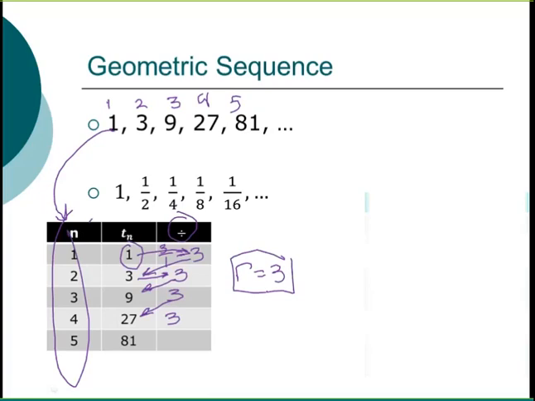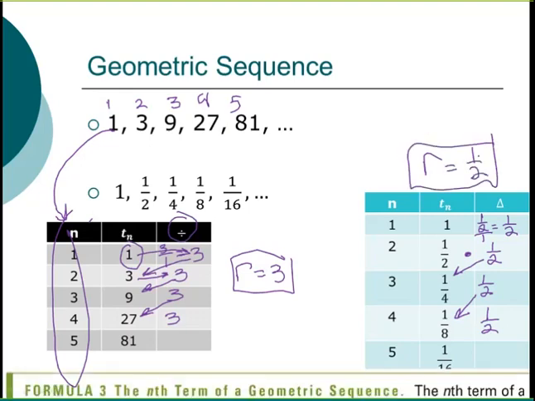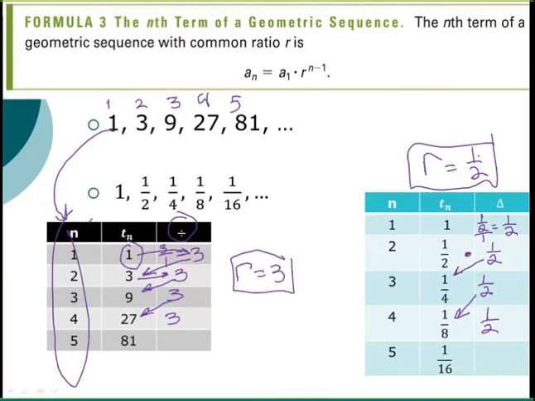Let's take a look at the second table. The second table is going from 1 to 1/2. So if I take 1/2 and divide it by 1, I get 1/2. And if I follow that down, 1/2 times 1/2 gives me a fourth. 1/4 times 1/2 gives me an eighth. And it continues to work out that my ratio here is 1/2. So R equals 1/2, and we'll denote the ratio with an R. It'll make sense in this formula that I'm showing you right now.